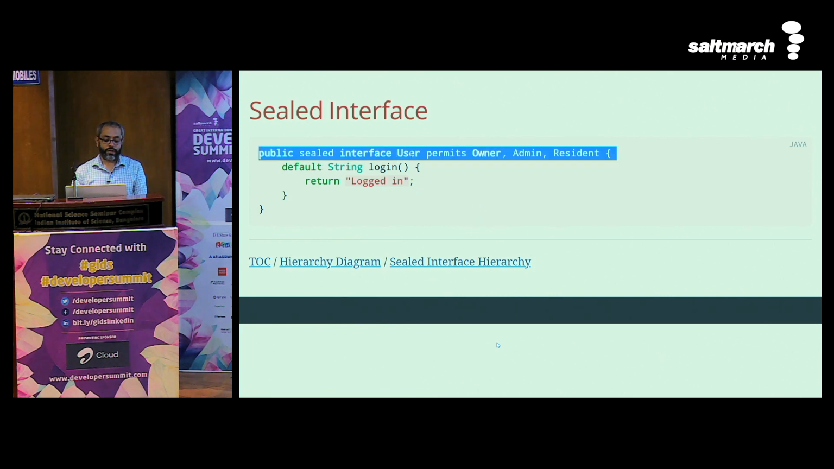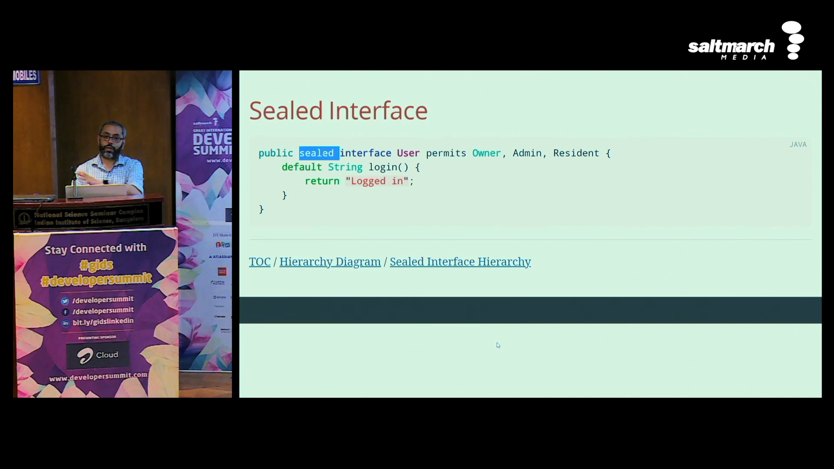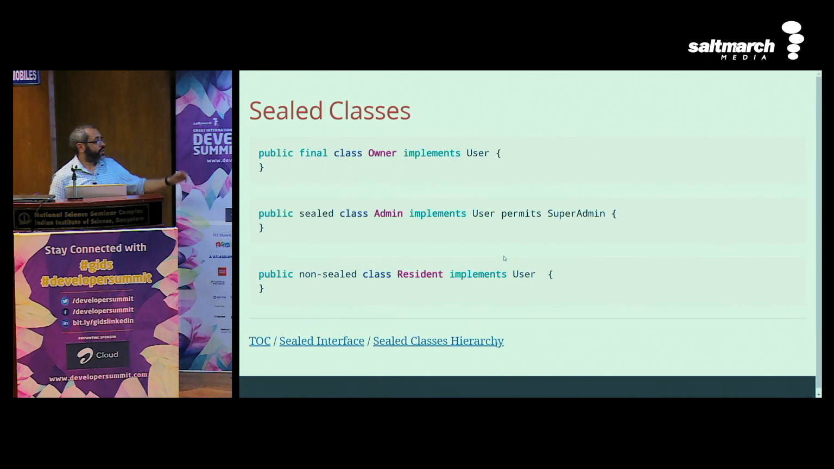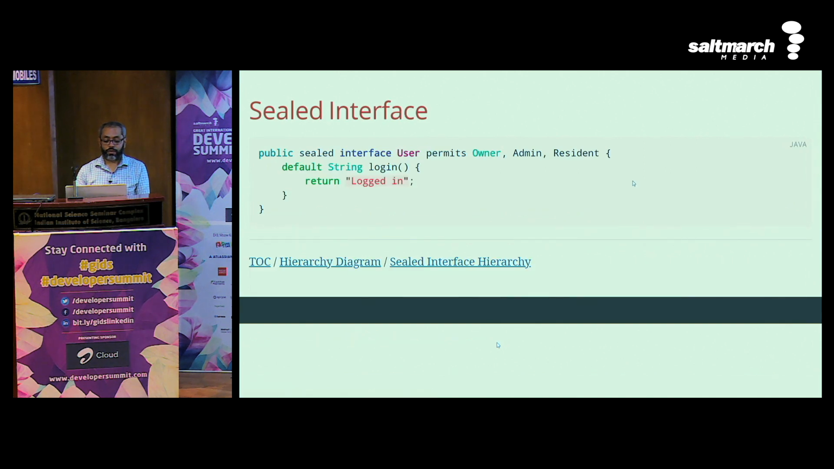The name is user, it is sealed, and because it's sealed, it needs to permit, and it permits owner, admin, and resident. And I just created a default method for testing purposes where I wanted to make sure that the code was actually working. In terms of the actual inheritance, owner, admin, and resident are the three implementations. Owner is the final class, and as you all remember, user permits owner, admin, and resident, only these three.